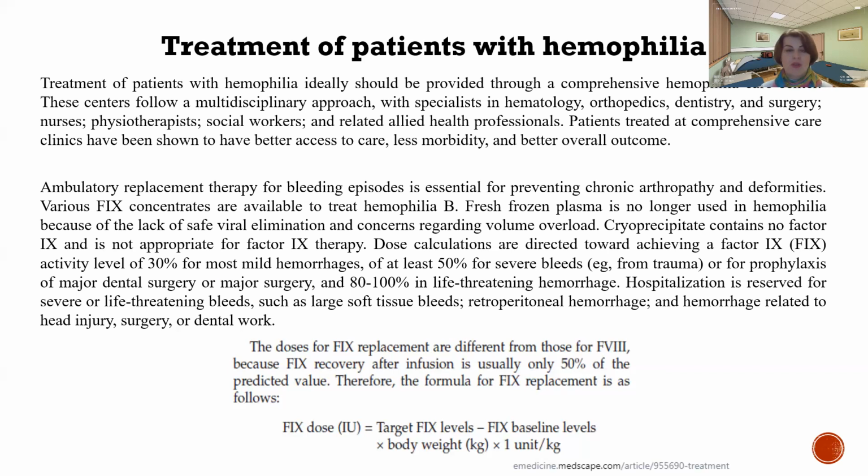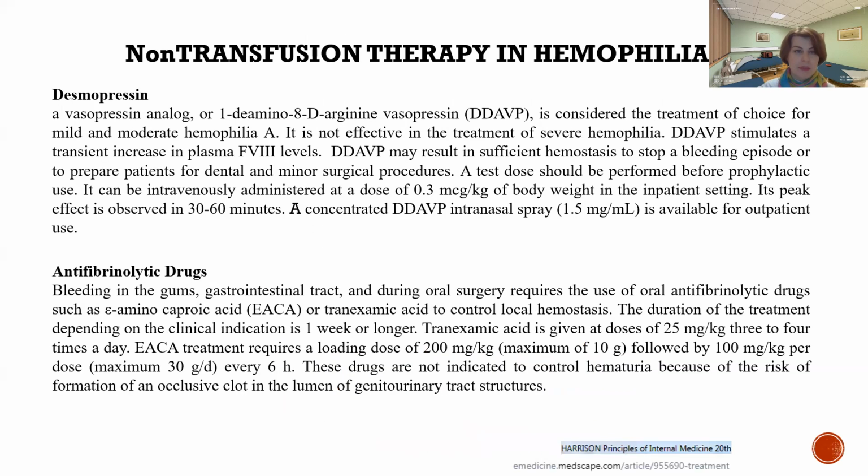Hospitalization is reserved for life-threatening and severe bleedings, as in the patient with hemophilia A type. Non-transfusional therapy includes desmopressin and antifibrinolytic drugs. Desmopressin is a vasopressin analog. It is considered the treatment of choice for mild and moderate hemophilia A. It's not effective in the treatment of severe hemophilia.